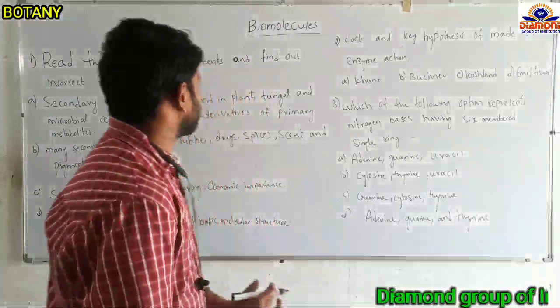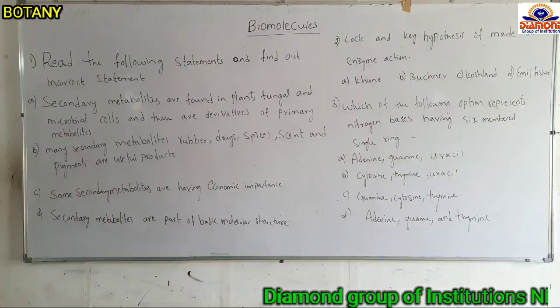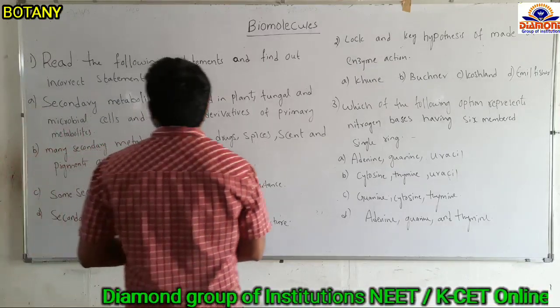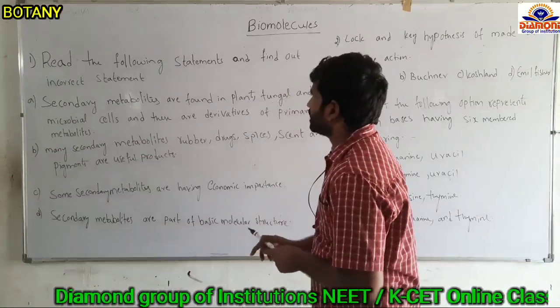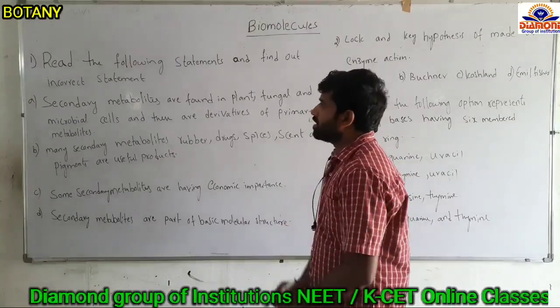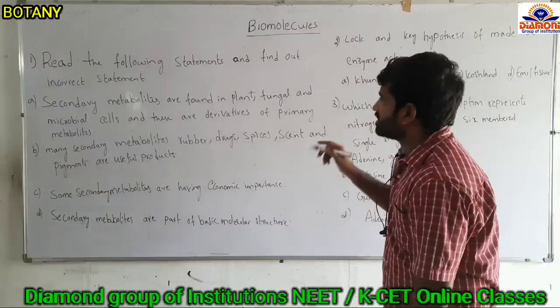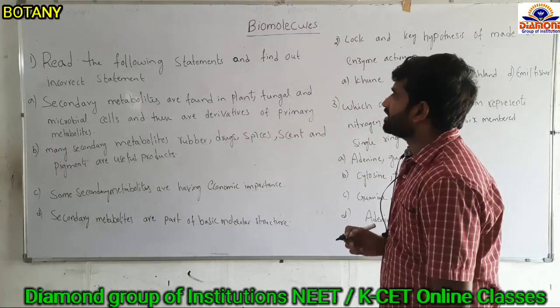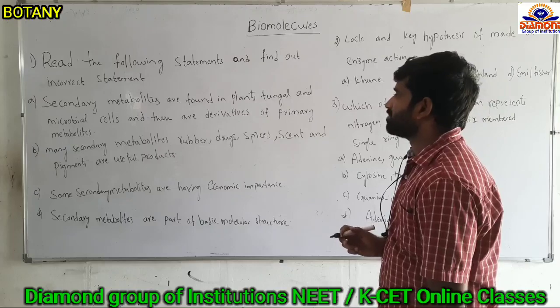Today's topic is biomolecules. In that, some questions. Question 1. Read the following statements and find out the incorrect statement. How to find out the incorrect statement in the given options? Option A. Secondary metabolites are found in plant, fungal and microbial cells, and these are derivatives of primary metabolites.